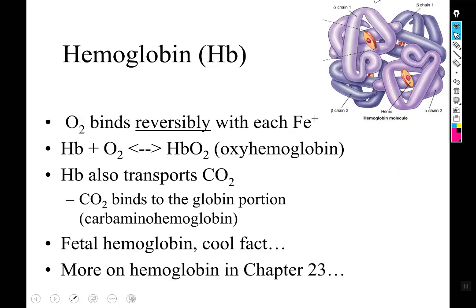So hemoglobin binds reversibly to oxygen via that iron. So the place on the hemoglobin that oxygen binds to is primarily the iron ion. When hemoglobin is bound to oxygen, we call it oxyhemoglobin. Interestingly, hemoglobin also transports the waste, which is CO2.